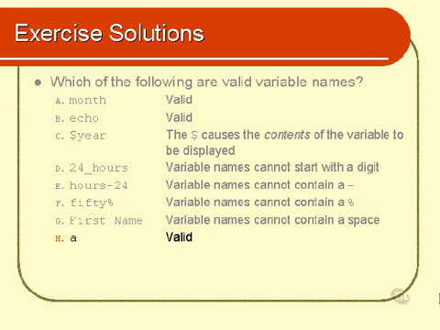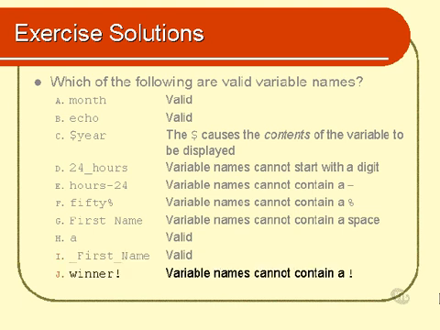Just the letter A by itself is a valid variable name. Variables can be just one digit if necessary. One character. Can't be a digit. It can't be a digit because variables cannot start with a digit. They can have digits in them, but not at the beginning. Underscore first underscore name is perfectly valid. It starts with an underscore, and that is okay. The only thing it can't start with is a digit. And winner exclamation mark is not valid because variable names cannot contain exclamation marks.